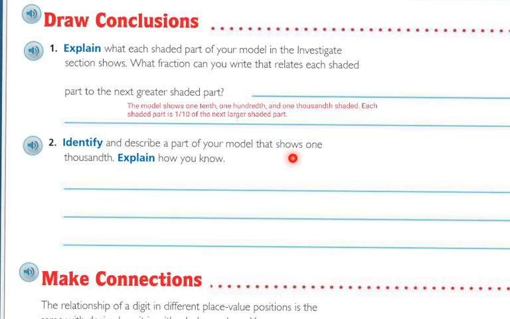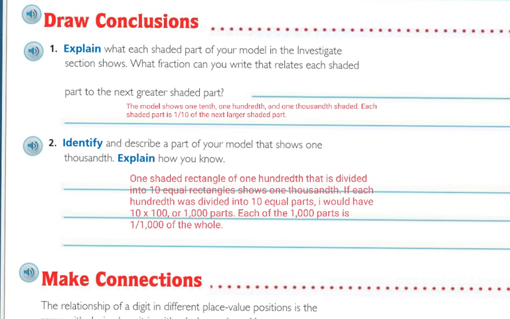Identify and describe a part of your model that shows 1/1000th. Explain how you know. So one shaded rectangle of 1/100th that is divided into 10 equal rectangles shows 1/1000th. If 1/100th was divided into 10 equal parts, I would have 10 times 100 or 1,000 parts, and each of the 1,000 parts is 1/1000th of the whole.